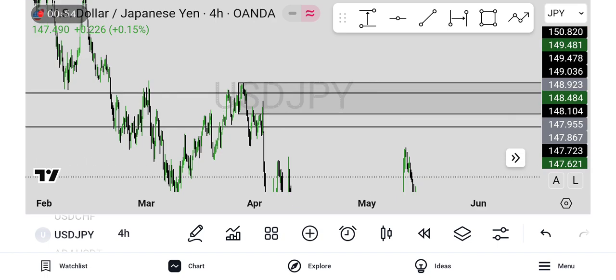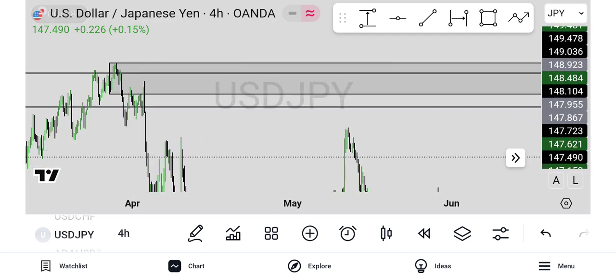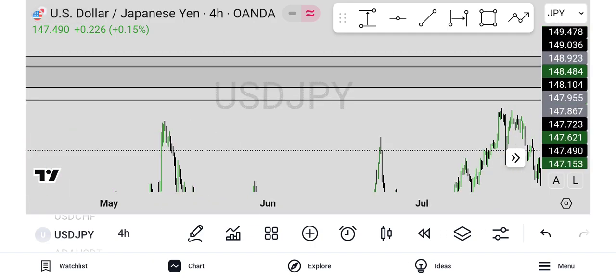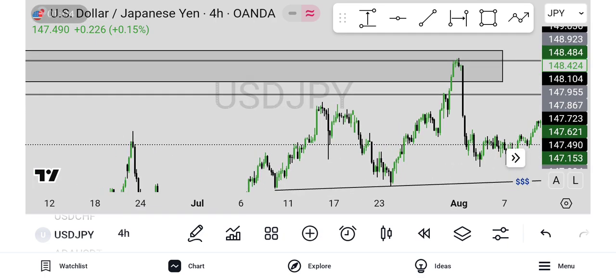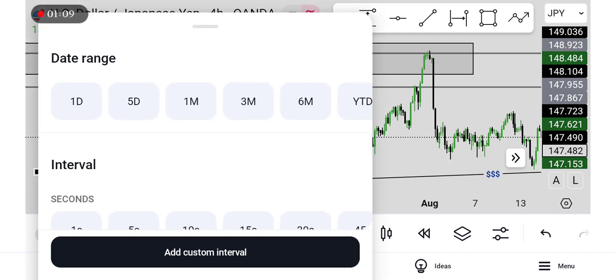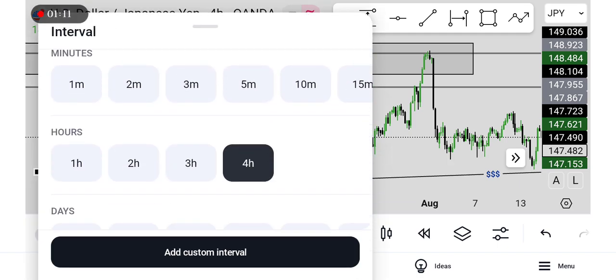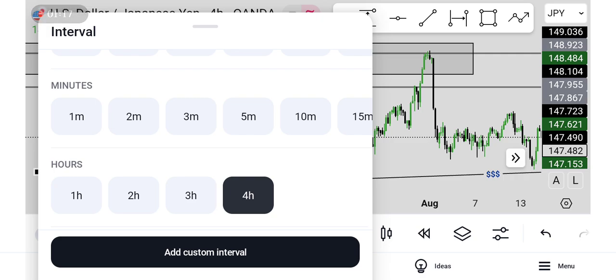So after marking, for example, now this was a supply block I marked, and you can see how price reacted for me. So if, for example, price has not reached this place and you want to enter the market, after the price has reached your zone, you can scale to a lower time frame.